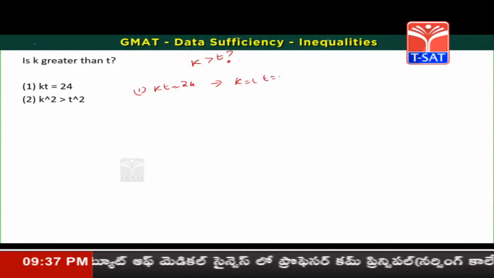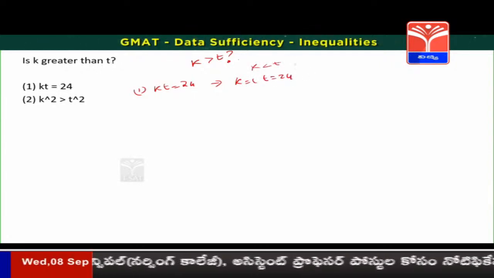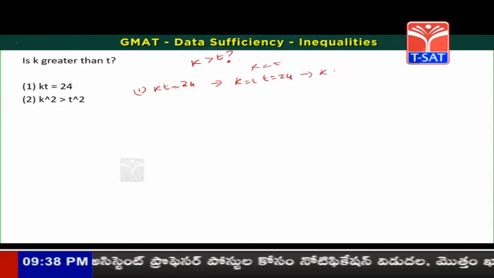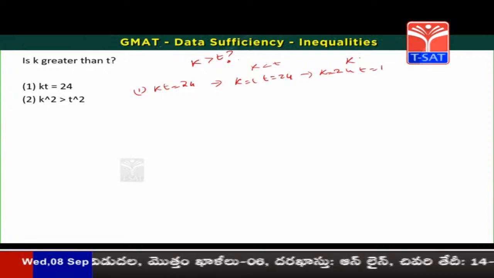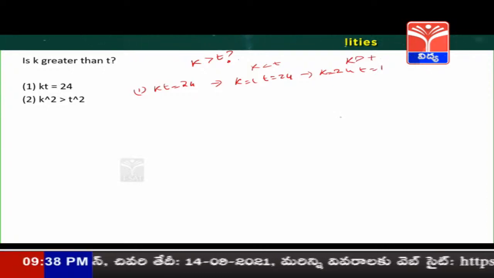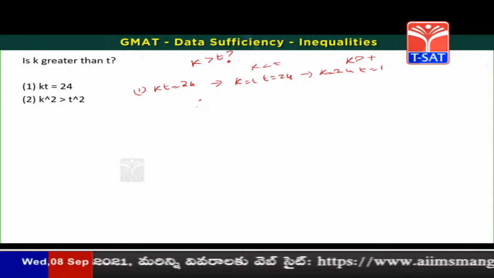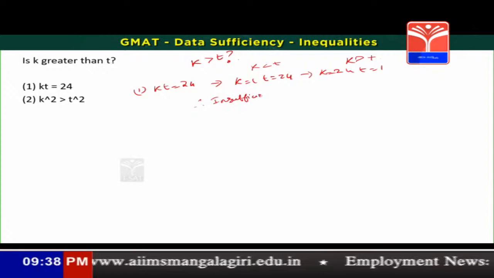Here it can be anything. k can be 1 and t can be 24, then k is obviously less than t, but k can also be 24 and t can be 1, then k is greater than t. So, we can definitely not say whether or not k is greater than t, therefore this statement is insufficient to answer the question.